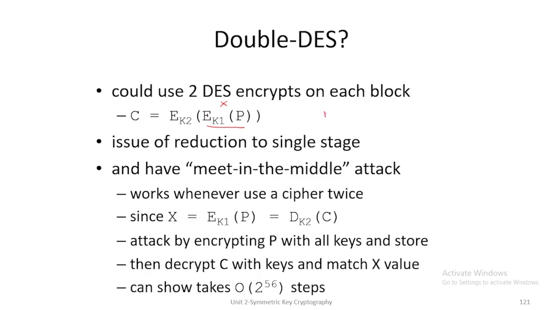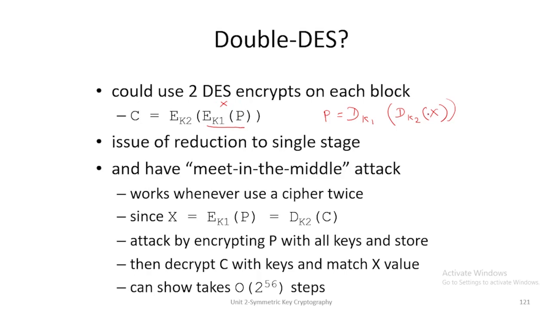On the reverse side, if you want to decrypt, we should implement decryption. The outer part, the last encryption, is done with K2, so we should use K2 on the ciphertext first. First I decrypt the ciphertext with the K2 key to get the X value. Then I decrypt this value of X once again, and we retrieve the plain text value.